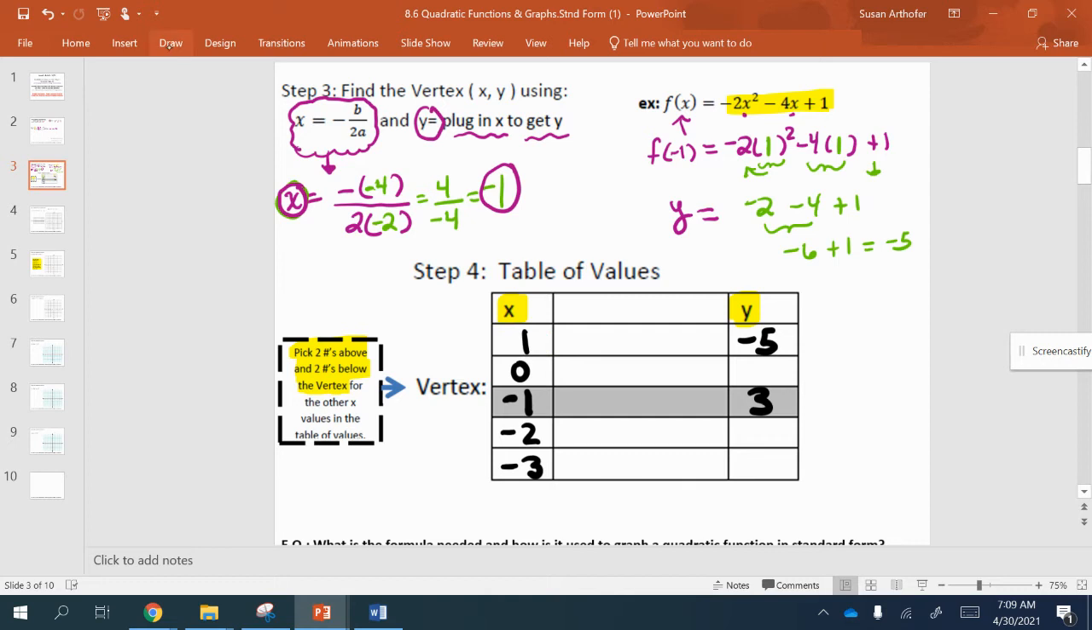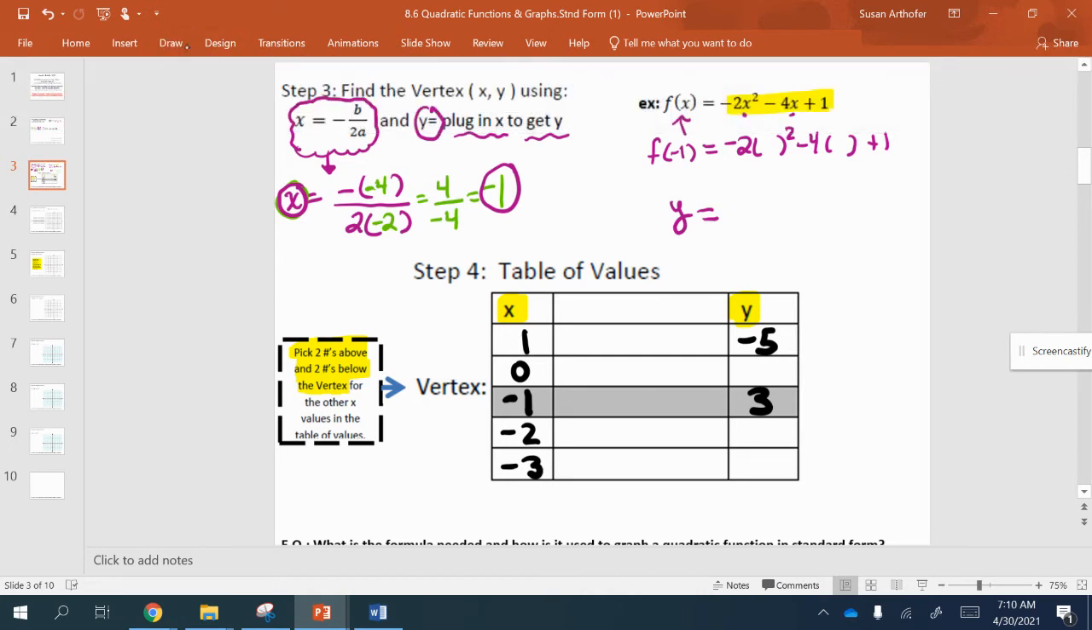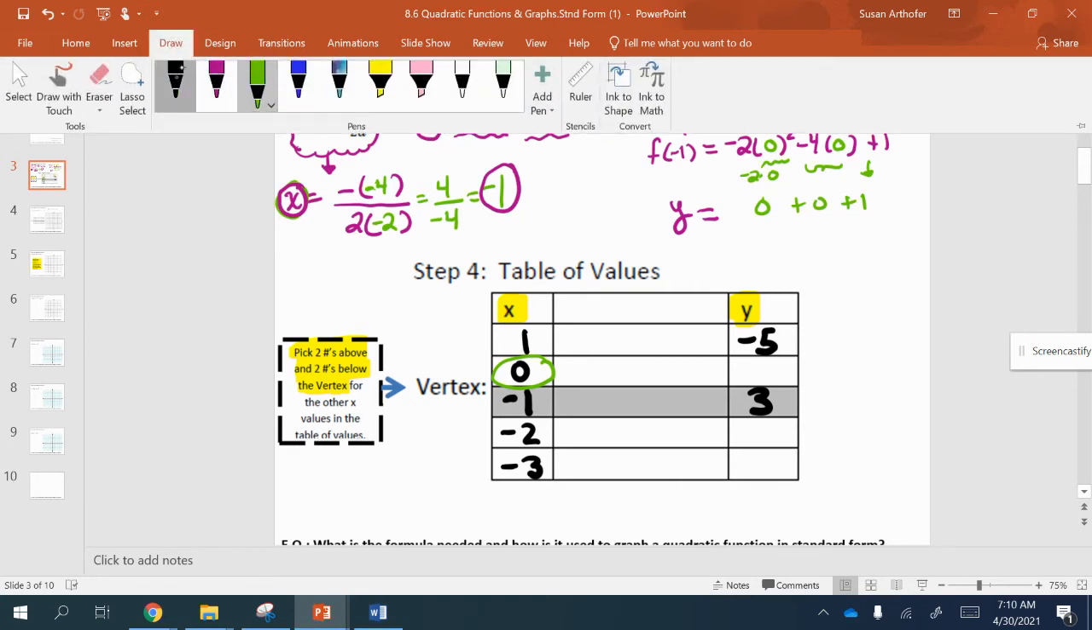Let's do it again. And if you need a minute, hit pause on the video. Okay, now we're going to plug in a 0. Everybody loves 0. What's 0 squared? 0 times that negative 2 is 0. What's negative 4 times 0? 0. Bring down plus 1. 0 plus 0 plus 1 is just 1.